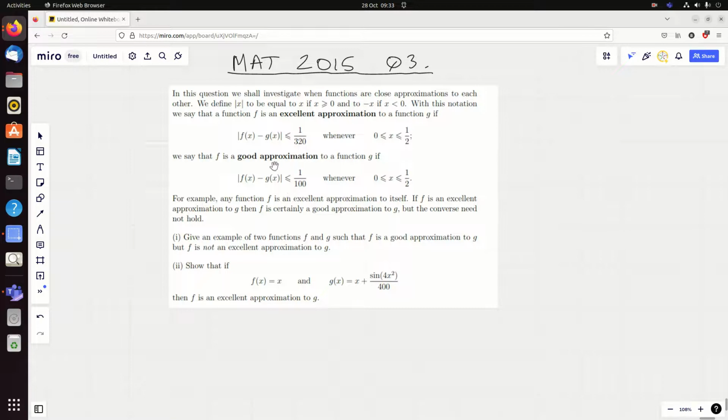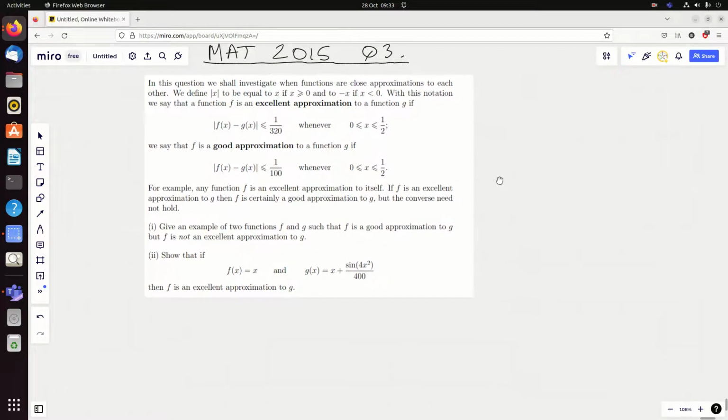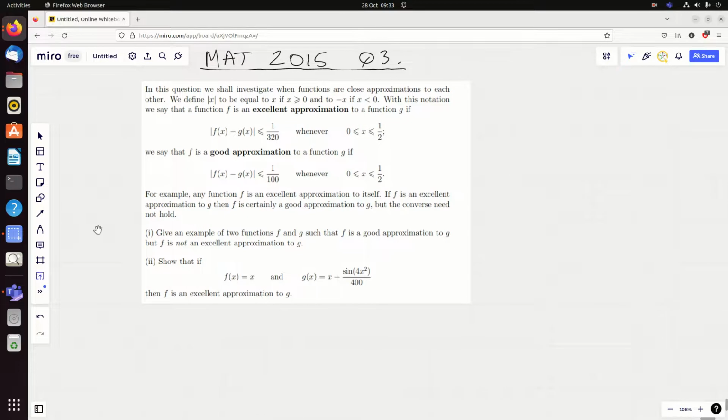So we've got basically this idea that an excellent approximation of a function to another function, just from 0 to a half, is going to be where the two functions differ by 1 over 320 or smaller. And a good approximation is where the two functions differ by 1 over 100 or smaller. As they point out, all excellent approximations will be good approximations, but not all good approximations will be close enough to be excellent approximations. And that seems pretty obvious to me. I don't know why they make such a fuss of saying it at the start.